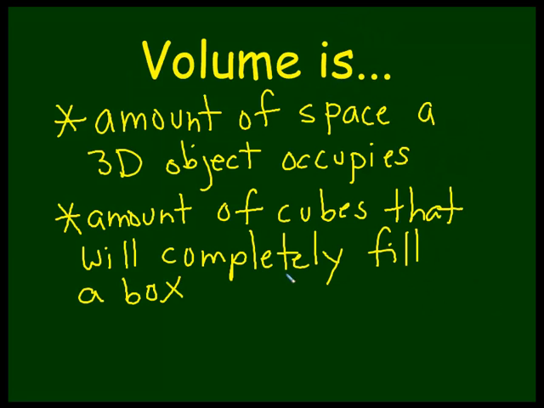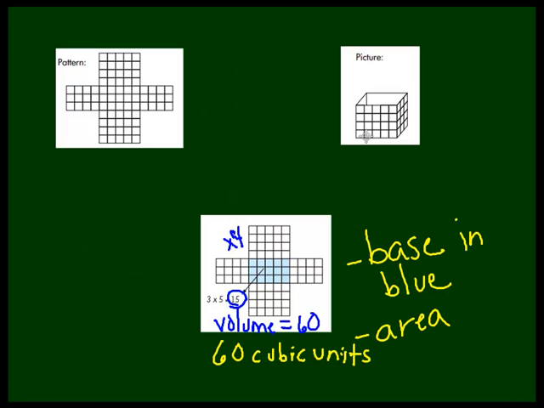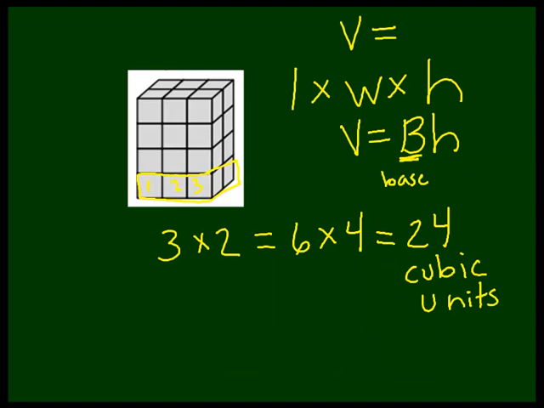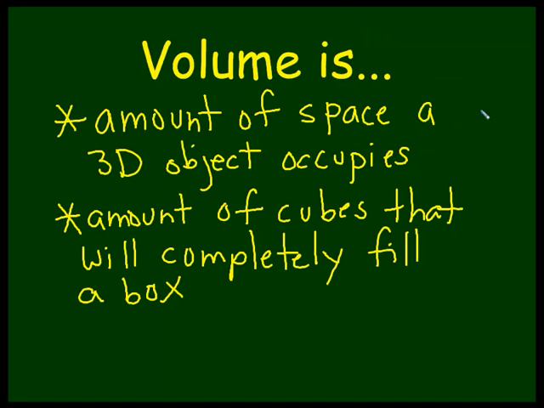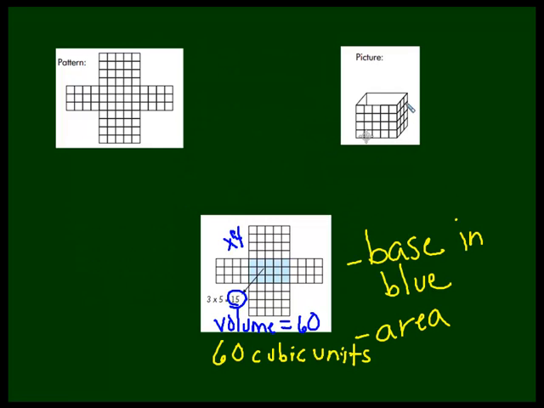So when we wrote down what volume is, we said it can also be thought of as the amount of cubes that will completely fill a box. In this particular one, we have 60 cubes that will completely fill this box. In the other example, it would have been 24 cubes that completely fill this box, because volume is the amount of space a 3D object occupies. So what that means, it's not just the outside of the box or just the inside of the box, it's the entire space that the box takes up.